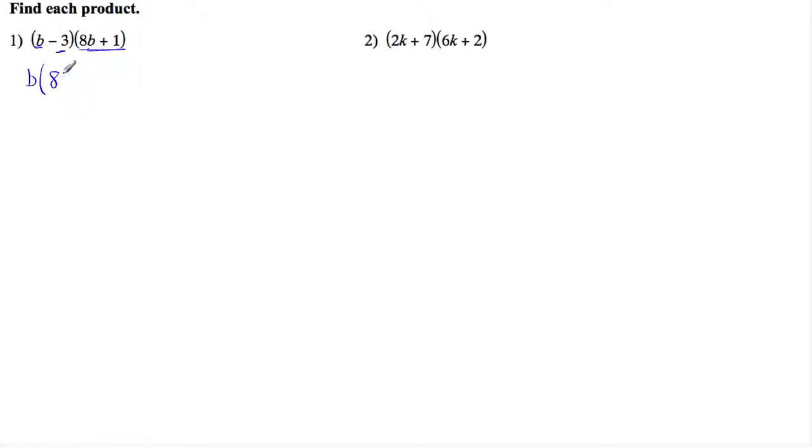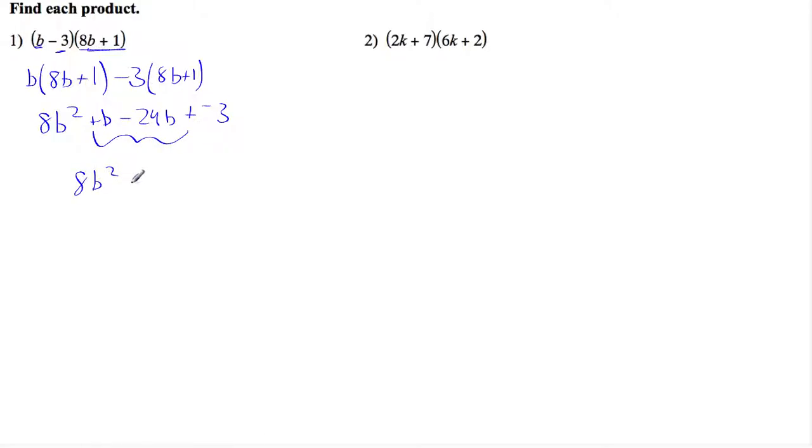So I'm going to have b times 8b plus 1, and then a minus 3 times 8b plus 1. So 8b squared plus b minus 24b plus a negative 3. So if I combine these here, this is going to be 8b squared minus 23b, and plus a negative is just minus 3. So that's my final answer.